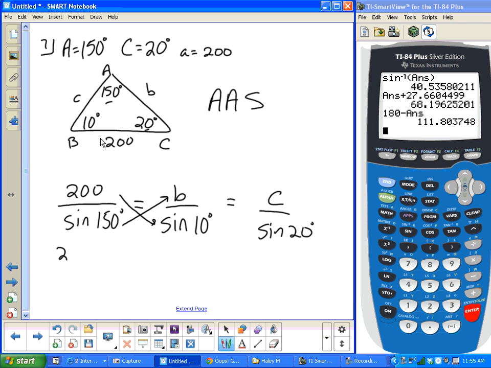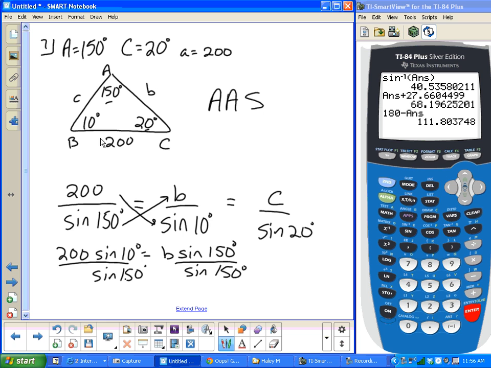So we'll get 200 times the sine of 10 equals B times sine of 150. And now we're going to solve for B. So I'm just going to get rid of sine of 150 by dividing it off on both sides. All right, let's divide on both sides by sine 150. So that goes away, and we've got B here. Now we're just going to throw that part in the calculator.